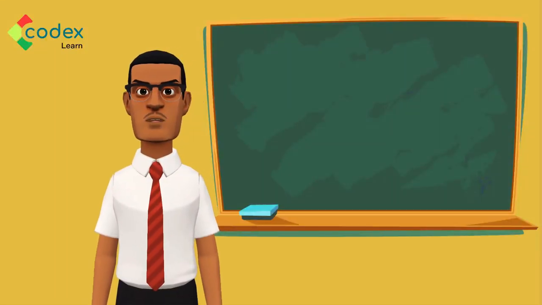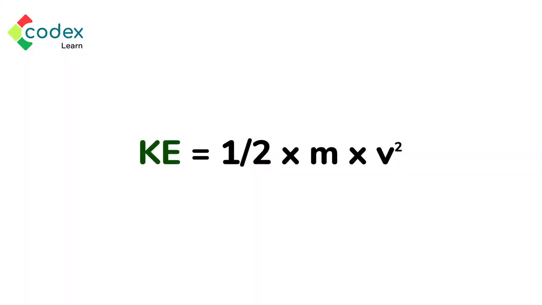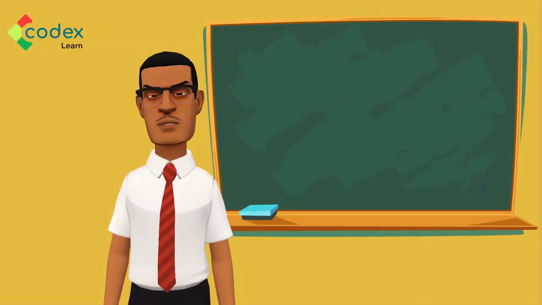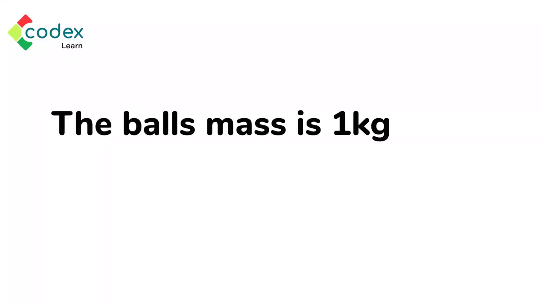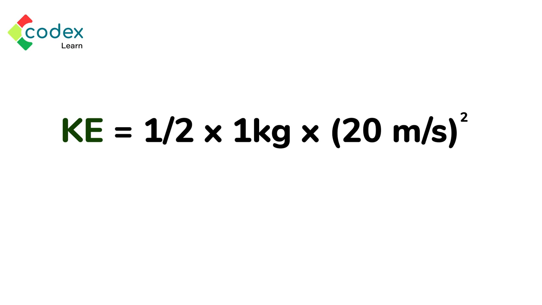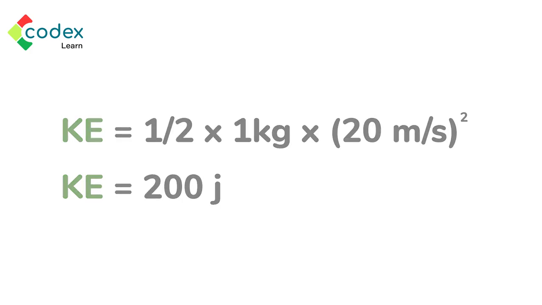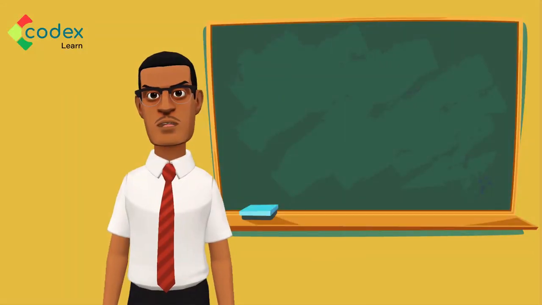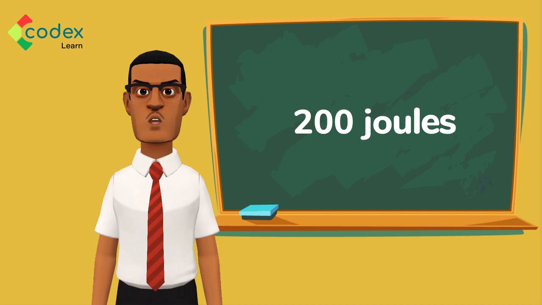Let's use the equation we learned earlier. KE equals half times m times v squared. Let's take all the pieces apart. The ball's mass is 1 kg. The ball's velocity is 20 meters per second. KE equals half times 1 kg times (20 meters per second) squared. KE equals 200 J. This means that the ball has a kinetic energy of 200 joules.